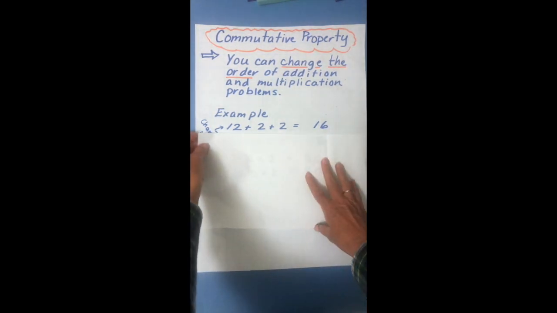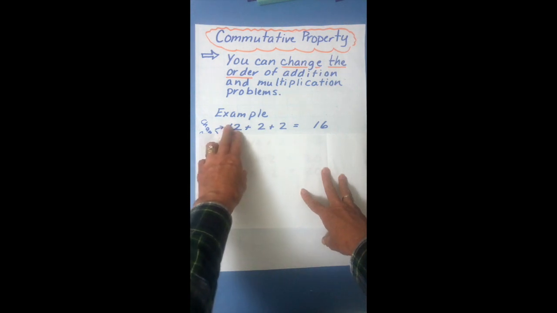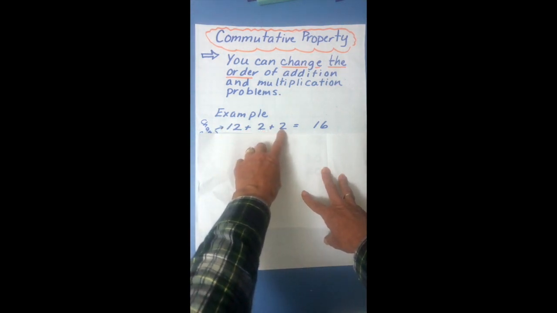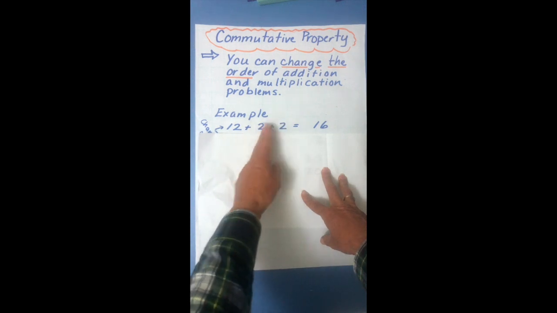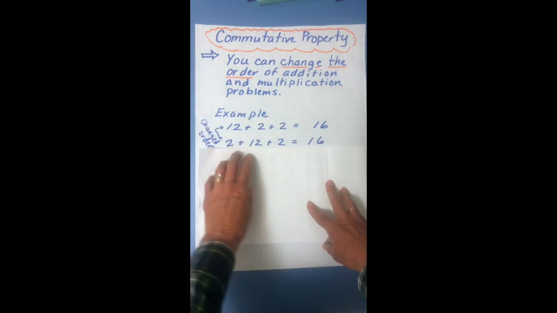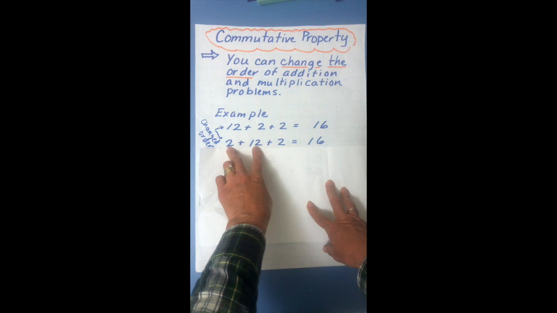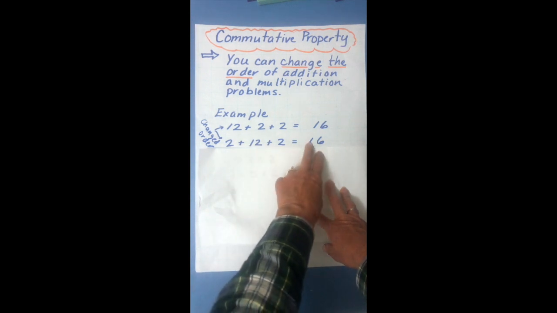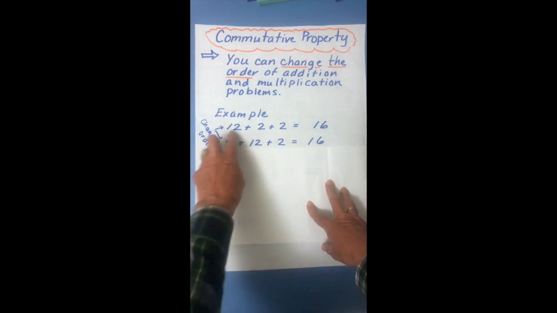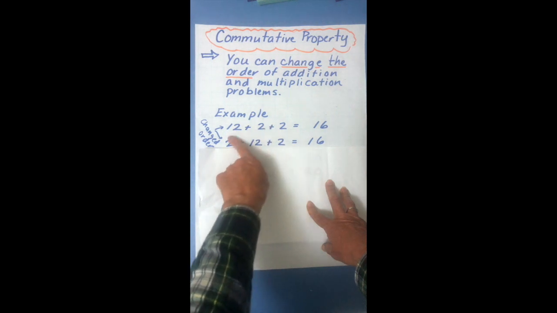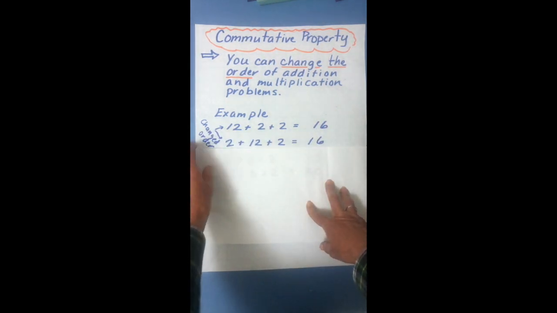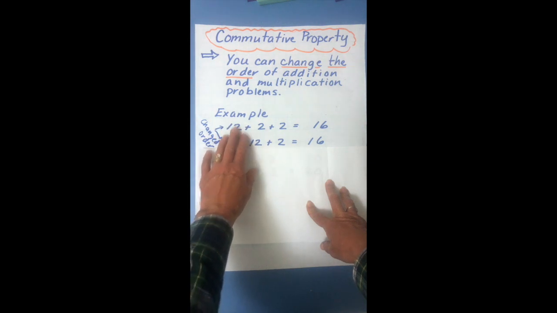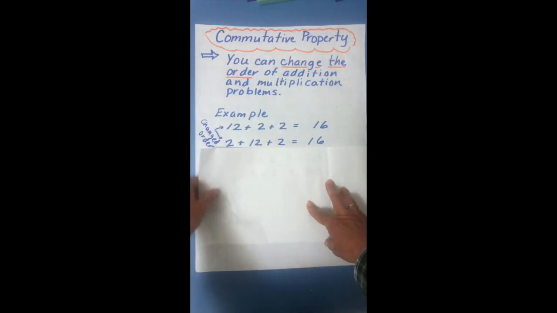So if I take this problem, 12 plus 2 plus 2, I get 16. But what if I flip the order of these? Now I have 2 plus 12, which is 14, plus 2. It also equals 16. So I changed the order of these two numbers, but still got the same answer. So addition is commutative.